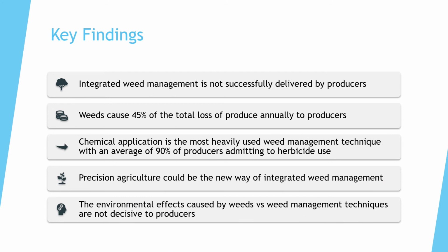The key findings that stood out throughout the literature review were the substantial environmental effects caused by weeds, the research occurring within the precision agricultural sector, and the high reliance on herbicides for chemical control by producers. The sheer lack of integrated weed management systems implemented by producers, and the effects weeds have on the loss of produce, also stood out.